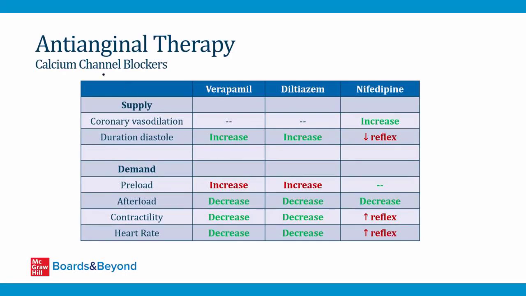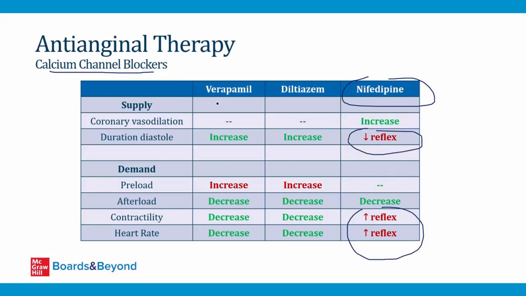And then this table summarizes the three different calcium channel blockers and how they work. Remember that nifedipine is predominantly a vasodilator, so it's going to cause activation of the sympathetic nervous system, which will raise contractility and heart rate and decrease the duration of diastole.